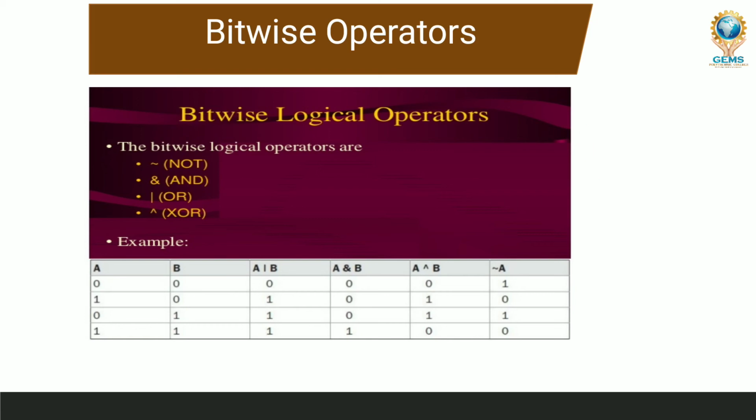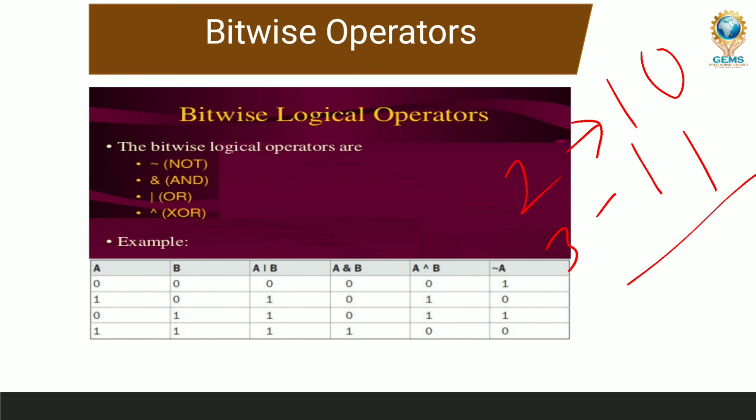Same numerical numbers I want to take. Just take number 2. The binary value of 2 is 1 0, and another number 3. The binary value of 3 is 1 1. Just combine both of them using the OR operator. Previously I used the AND operator, now I am using the OR operator.